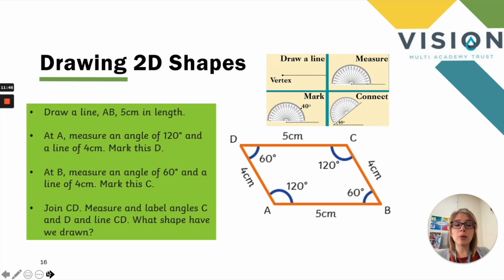So this is an example of how we can draw a shape. If we look at the instructions on the left, we draw a line AB, 5 centimetres in length. We then, at A, measure an angle of 120 degrees and a line of 4 centimetres. Mark this D. Then at point B, we measure an angle of 60 degrees and a line of 4 centimetres. Mark this C. And finally, it asks us to join C and D and label angles C and D and line CD. And then it asks what shape has been drawn. The important point when we're drawing a 2D shape using this process is that we simply have to be methodical and go around in the right order, and make sure children don't rush.